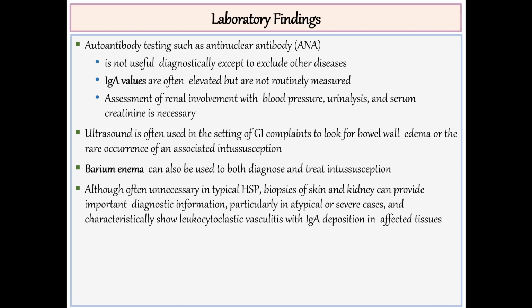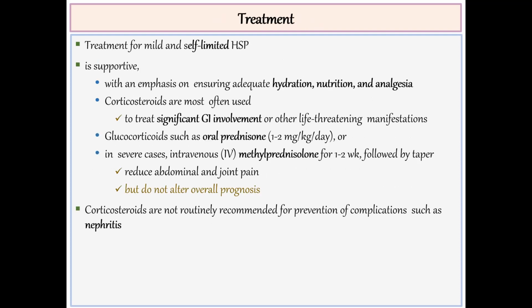Although often unnecessary in typical Henoch-Schönlein purpura, biopsies of skin and kidney can provide important diagnostic information, particularly in atypical or severe cases, and characteristically show leukocytoclastic vasculitis with IgA deposition in affected tissues.